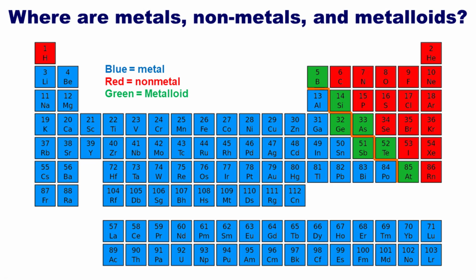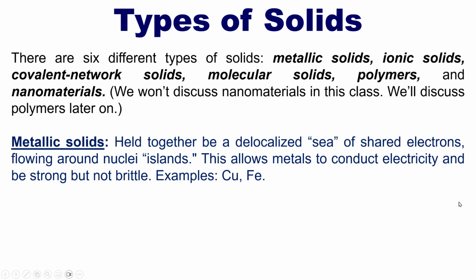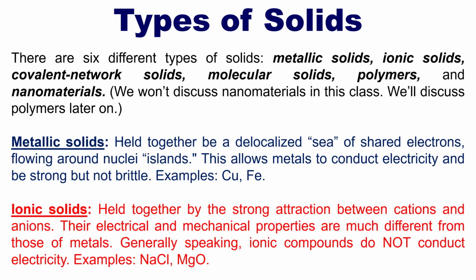And as a reminder, this table shows us which elements are metals, which ones are nonmetals, and which ones are metalloids. The next type of solid is ionics. So ionic solids, whose formulas contain metals and nonmetals together, are held together by the strong attraction between their cations and anions. Their electric and mechanical properties are much different from metals. Generally speaking, ionic compounds do not conduct electricity. Examples include sodium chloride and magnesium oxide.